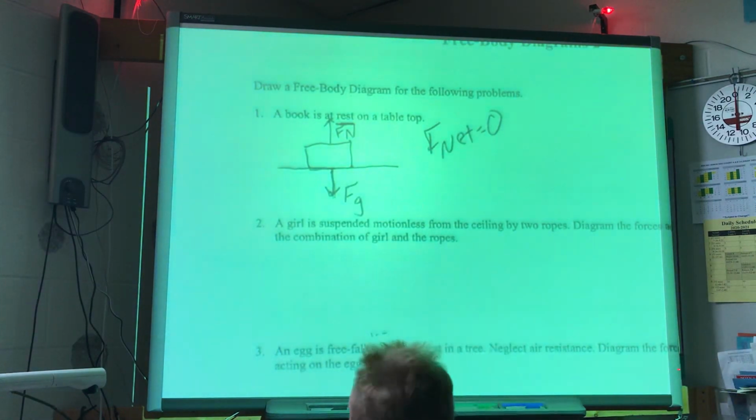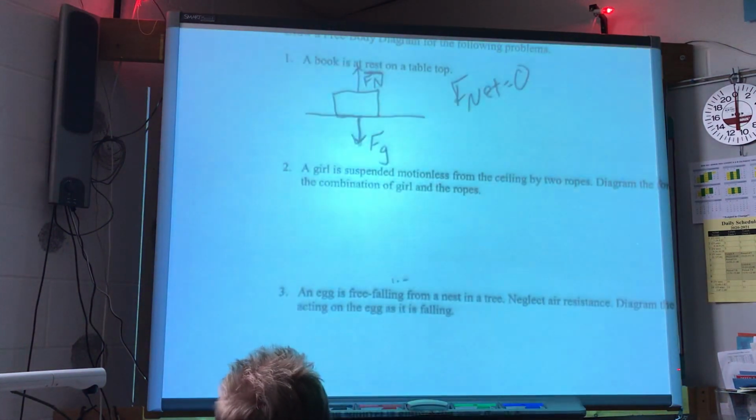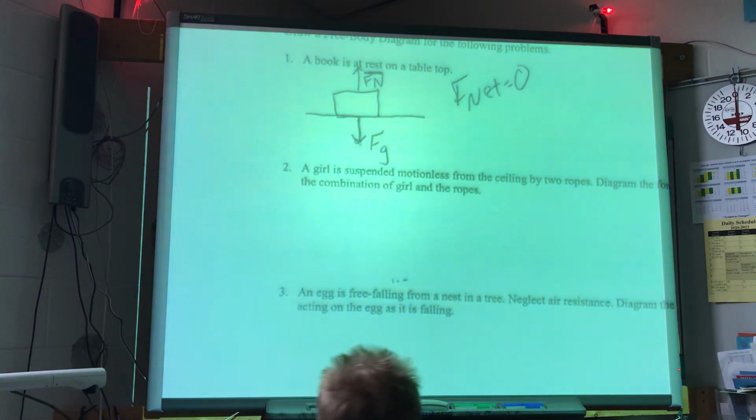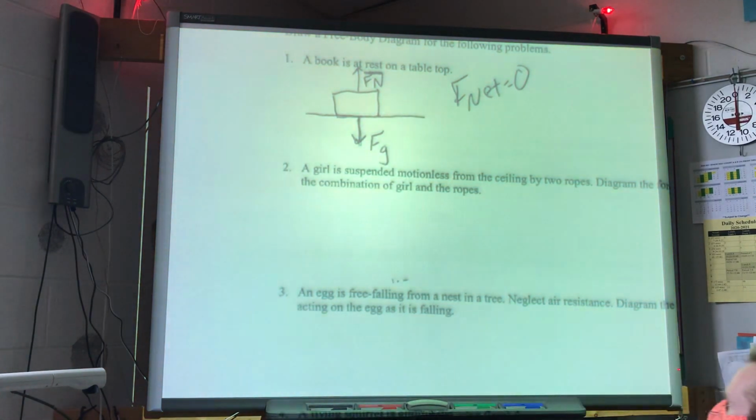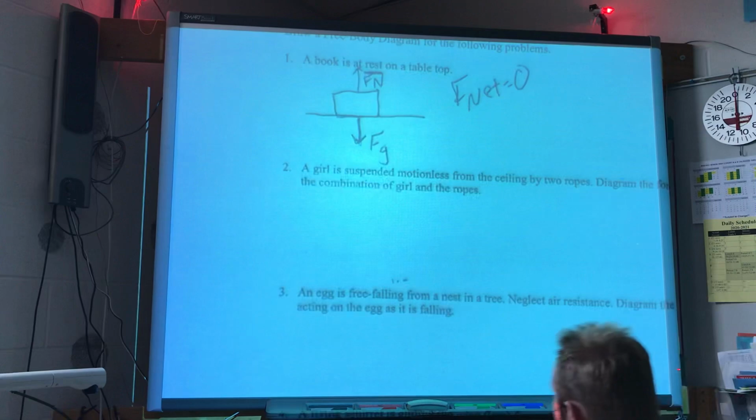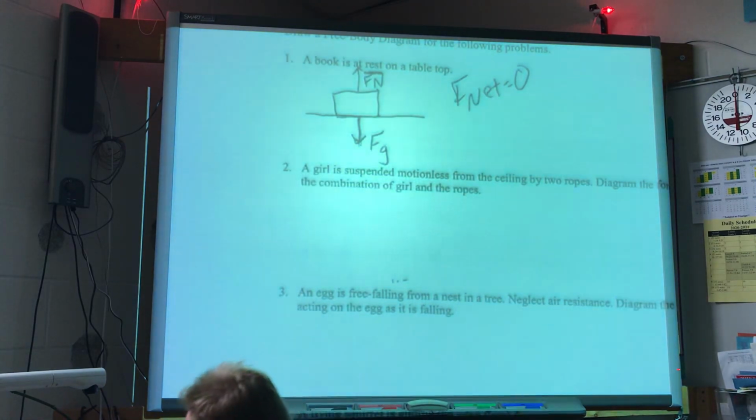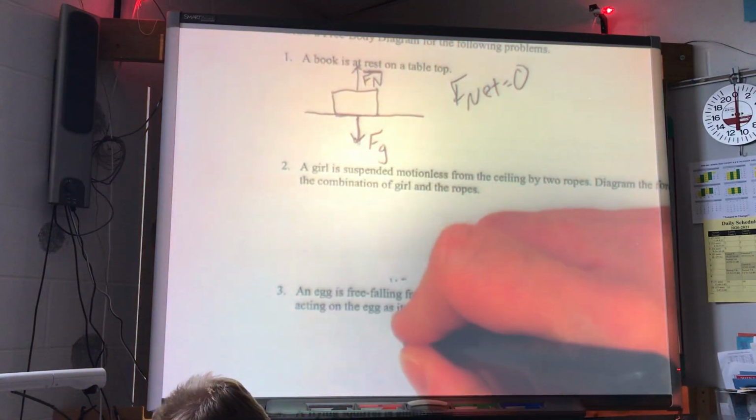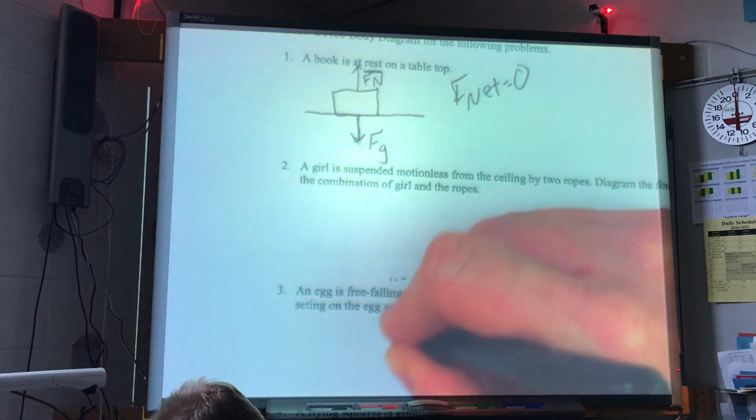If we take a look at number 3, it says an egg is free falling from the nest in a tree. Neglect air resistance. Diagram the forces acting on the egg as it is falling. Now I am going to get a little bit artistic here.